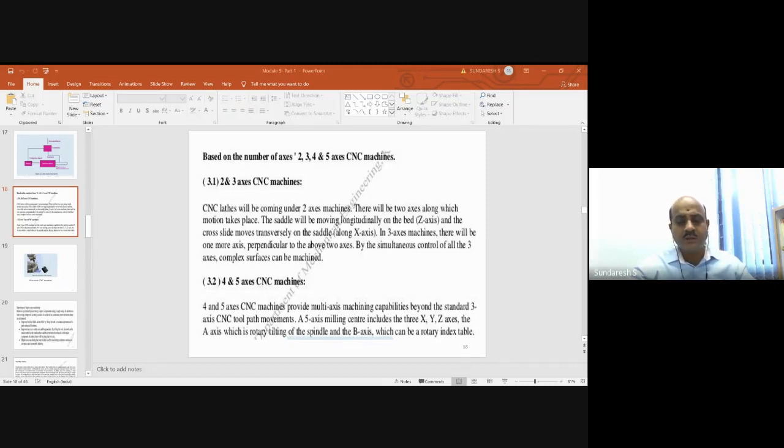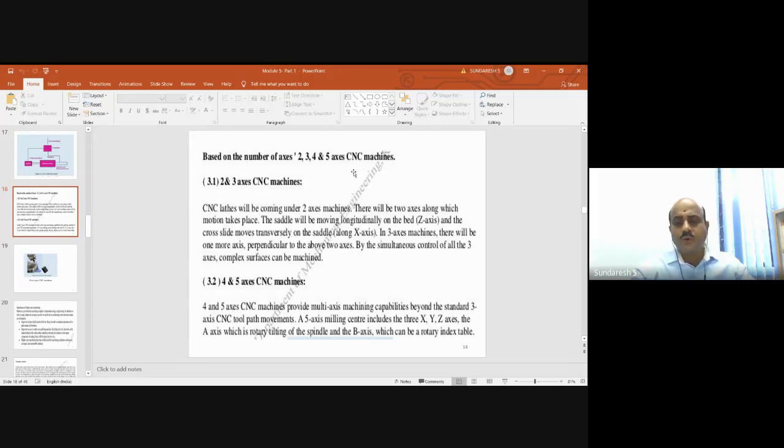I think in the last class we were discussing the classification of the CNC machines. We discussed a few classifications, right? In today's class, I will continue with the same classification of CNC machines, the further classifications, and we'll also move on to the part programming in CNC.